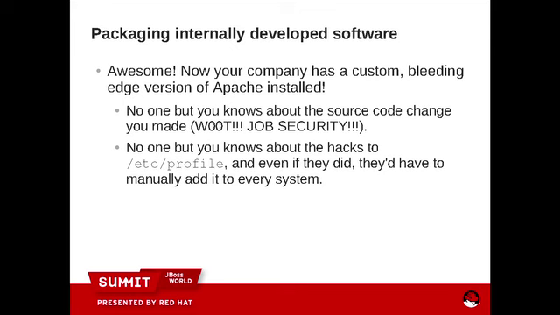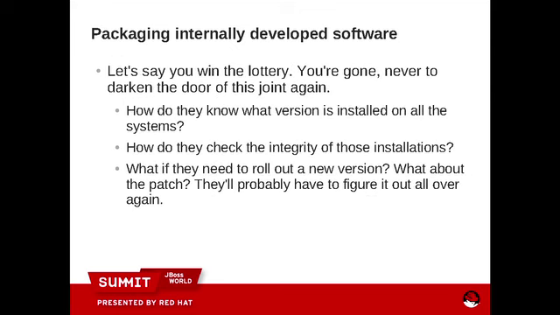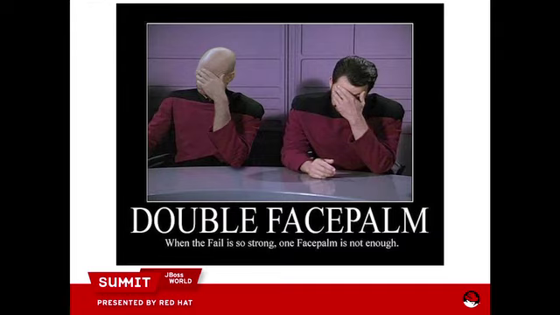Now let's say you win the lottery or get fired. You're gone. You're never going to darken the door of this place again. How are they going to know what versions are installed on these systems without manually going and checking? How are they going to check the integrity of those installations? They're probably going to need to figure all this stuff out all over again if they need to go to a new rev. The failboat has arrived.